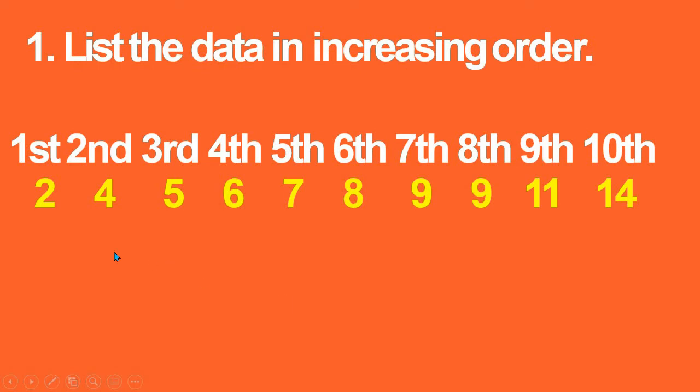The lowest number in the data set is 2. That will be marked as the first number in the list. The second is 4. The third is 5. Fourth, 6. Fifth, 7. Sixth, 8. Seventh, 9. Eighth number in the list is 9. Ninth is 11. And 10th number is 14. So we have 10 observations in the given data set.